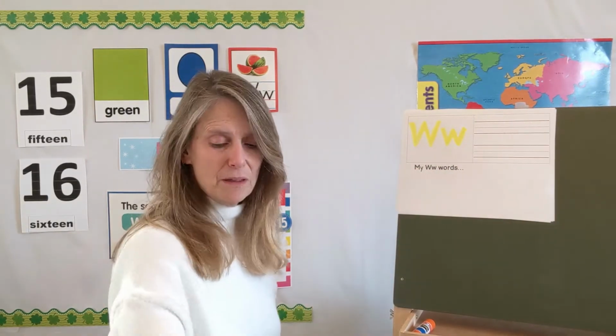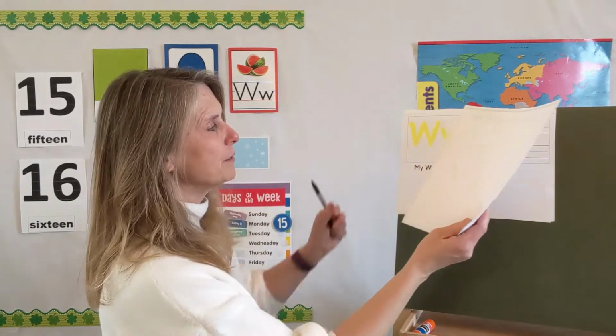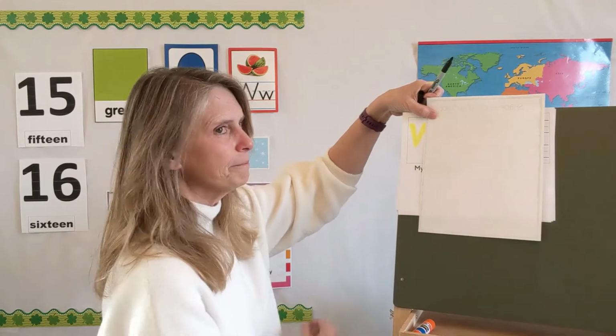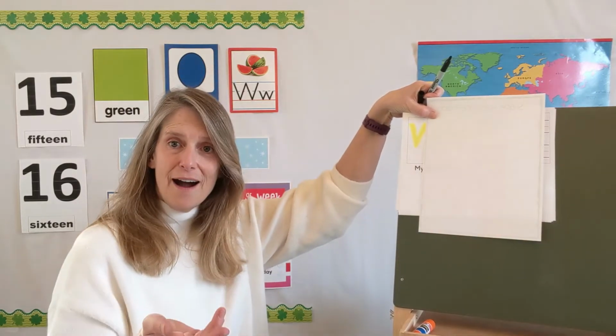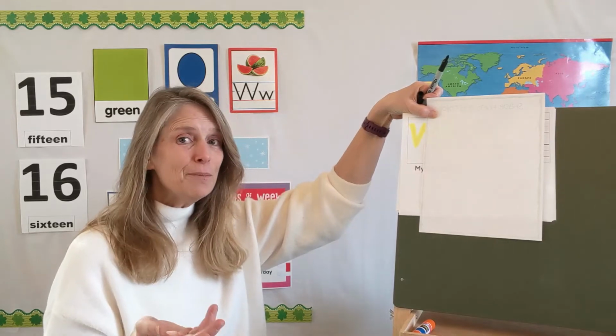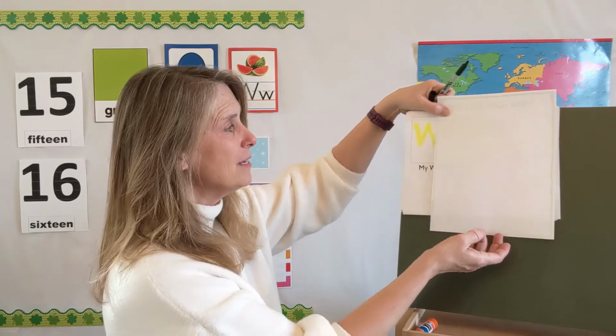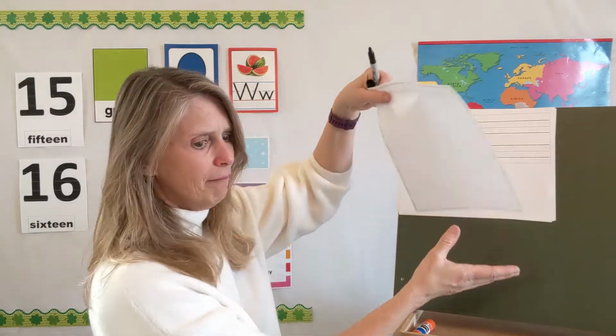So let me grab another piece of paper here. Let's take a look at something. If I cover up part of the W there, what am I left with? I'm left with the letter V, like we learned last week. So really, if you've been practicing your V's, you already know how to make a W, because it's two V's that touch each other. Let's give that a try.